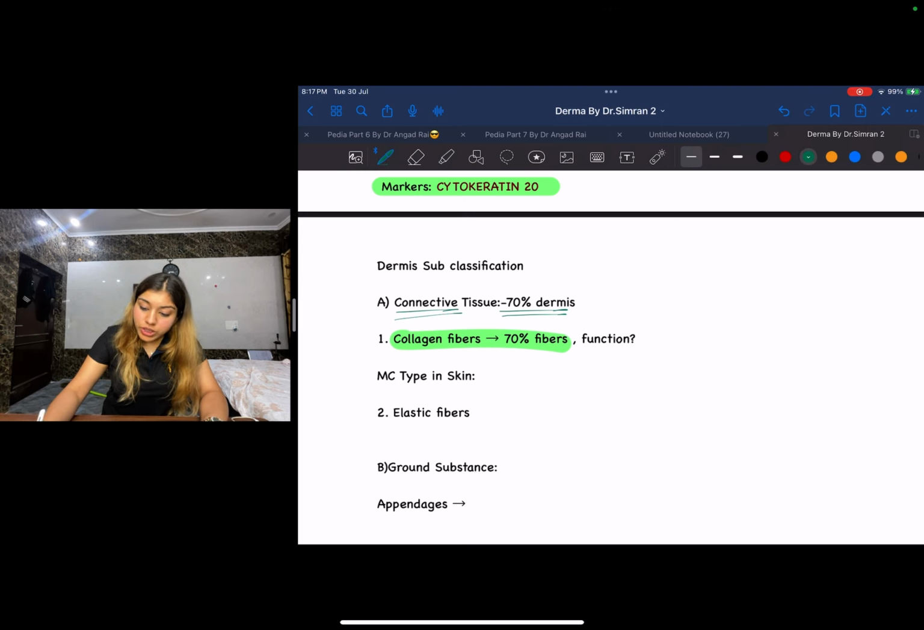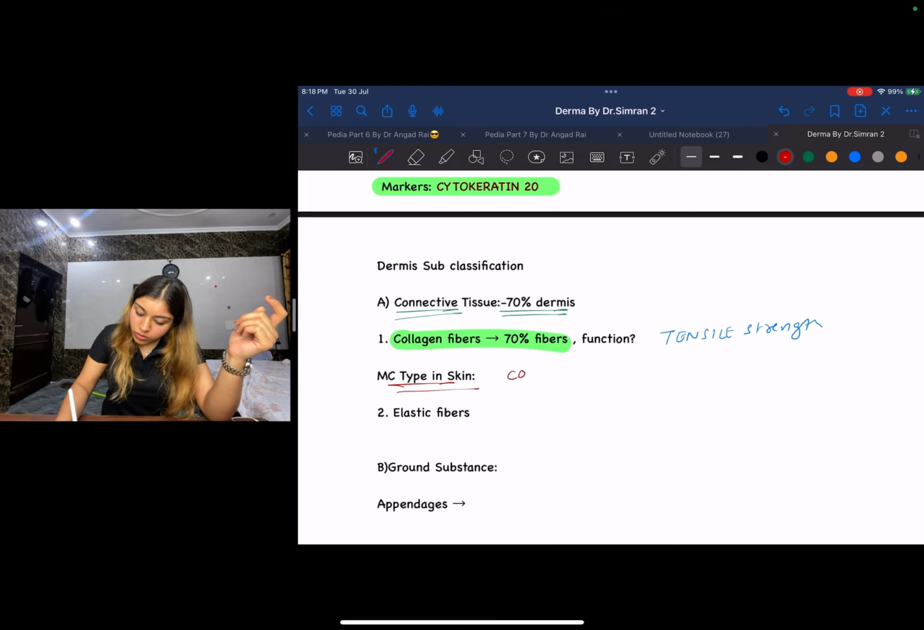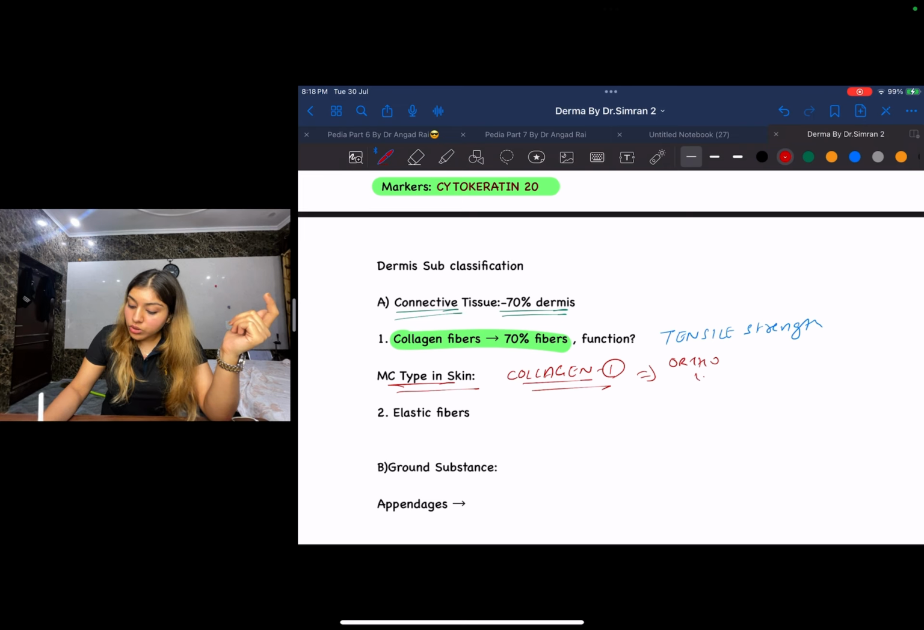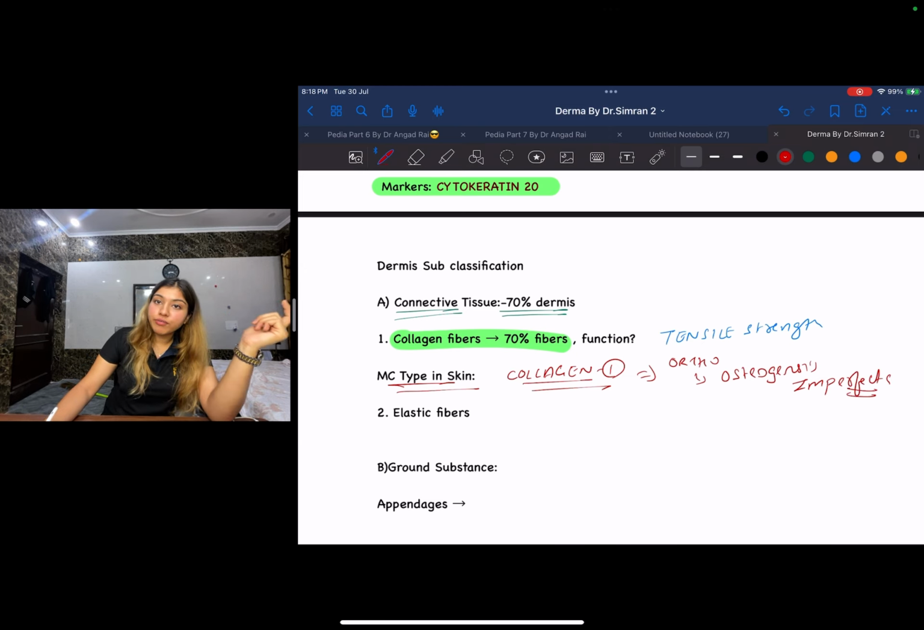What do your collagen fibers help with? This is an important question. These will help in tensile strength. If they ask you what is the most common type of collagen present in your skin? Collagen 1. How will you remember? Skin is the first part, meaning you can see it superficially. So collagen 1. And if there is a defect in collagen 1, what does it cause? This is an ortho question. Remember guys, osteogenesis imperfecta.